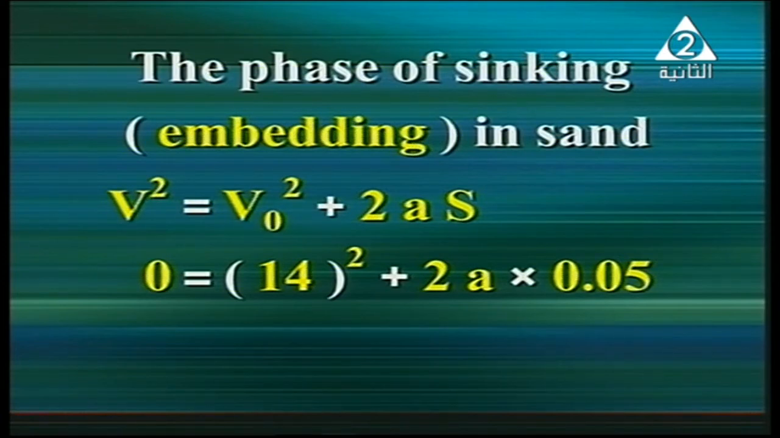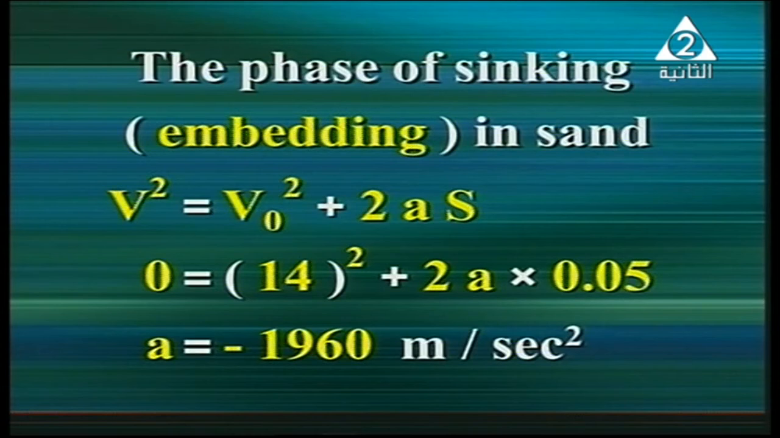And when the body moves inside the sand with initial velocity 14, what is the acceleration under the sand? We use v square equals v naught square plus 2as. By substitution, v square equals 0, v naught square 14 plus 2a times 0.05, the distance, then acceleration is negative 1960 meter per second square.